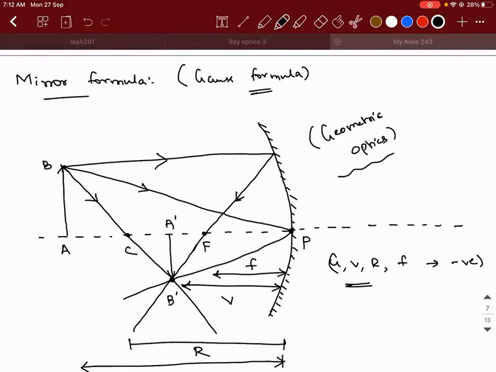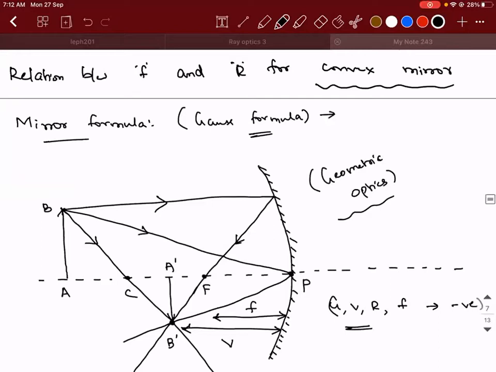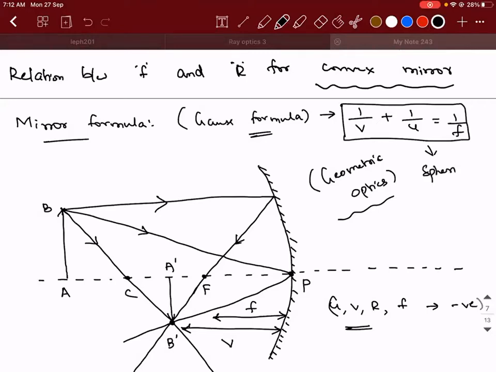Okay, it's called the mirror formula or mirror equation or Gauss formula. So what does this formula tell us? You guys know this formula. What is it? 1 by V plus 1 by U is equal to 1 by F. So tell me one thing, 1 by V plus 1 by U is equal to 1 by F is applicable for what kind of mirrors? It is applicable to spherical mirrors of any type. So whether you talk about a concave mirror or a convex mirror, it is still applicable.